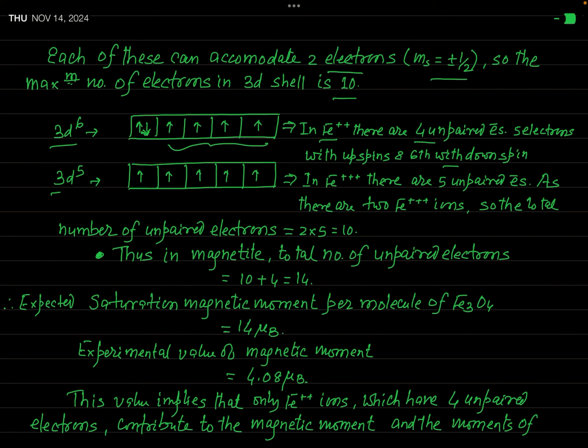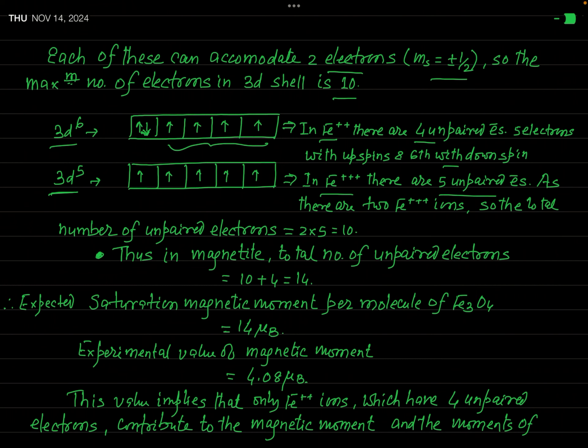Now see the configuration of this 3d5, which is the case for the Fe triple plus ion. If there are 5 electrons in the 3d subcell, then all electrons will be with up spin, all are unpaired. So in this case of the Fe triple plus ion, there are 5 unpaired electrons.